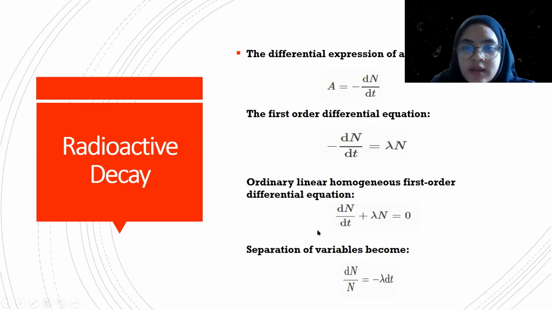So the first order differential equation is negative dN over dt equals lambda N. This follows the ordinary linear homogeneous first order differential equation, and separation of variables of this equation will become dN over N equals negative lambda dt.